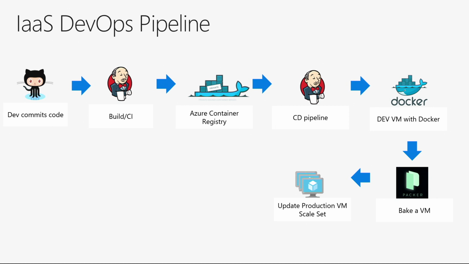In this case, say you're a developer who commits code into your repository. This could be enterprise GitHub, GitLab, however you want to call it. Then you use Jenkins to do a build. In my case, I'm going to use a Docker container to wrap my build, and then push my container into an Azure Container Registry.